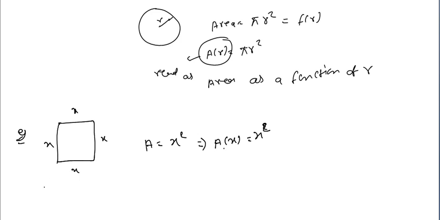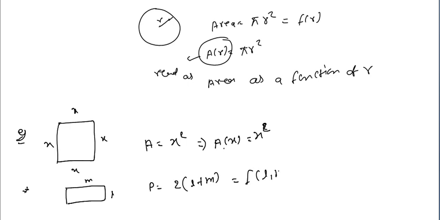Similarly, if I ask you, suppose you have a rectangle of length L and breadth M, then what is the perimeter? Perimeter is 2 times of L plus M. Then we can say that this is the function of two variables L and M.